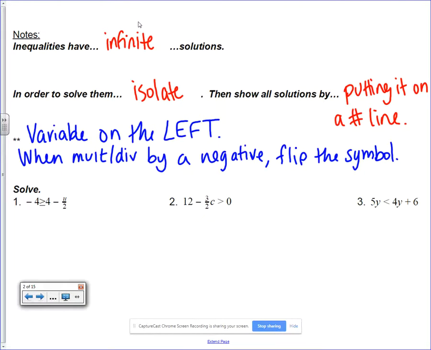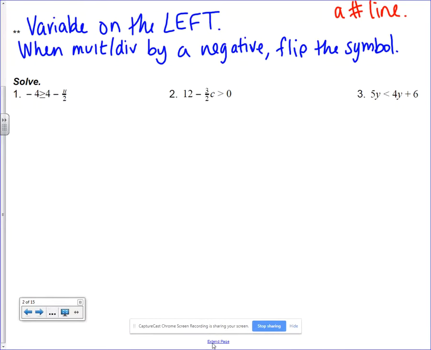Go ahead. Okay, so take a look at number 1, folks. Let's isolate this variable. Does everybody see the u? So what do I need to get rid of first? The 4. Does everybody see how this 4 is farther away? How do I get rid of that 4?